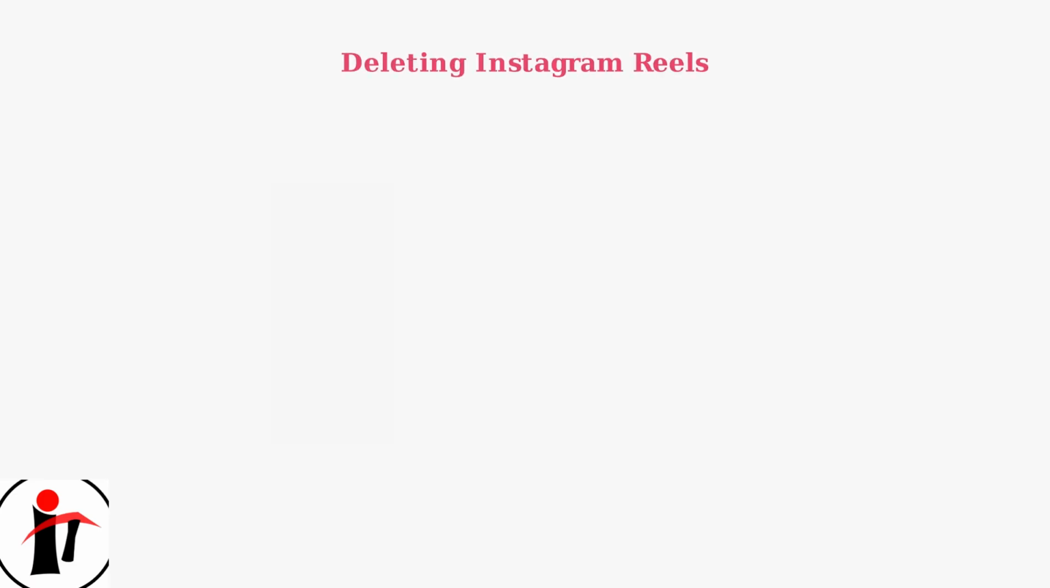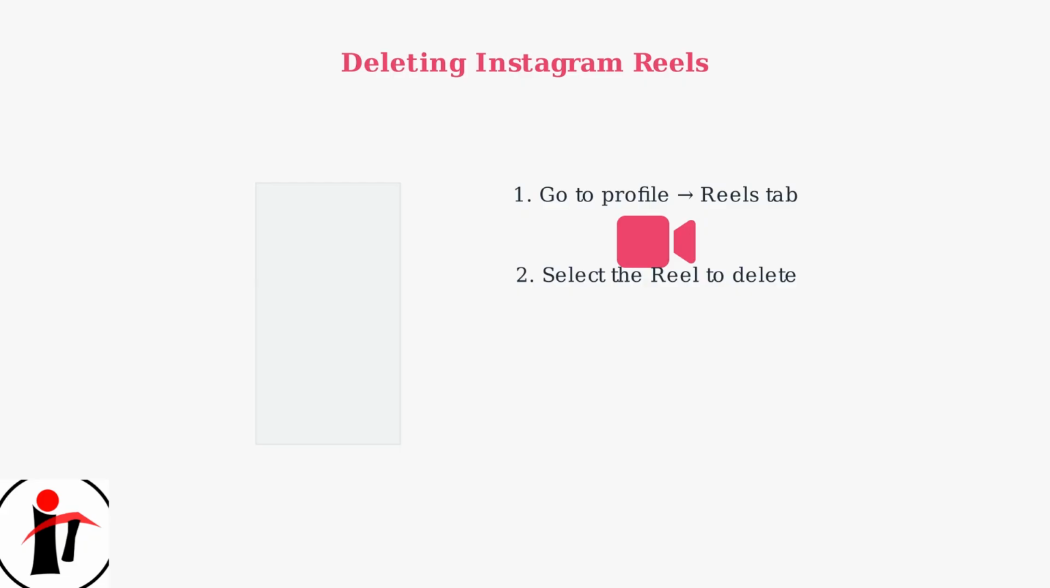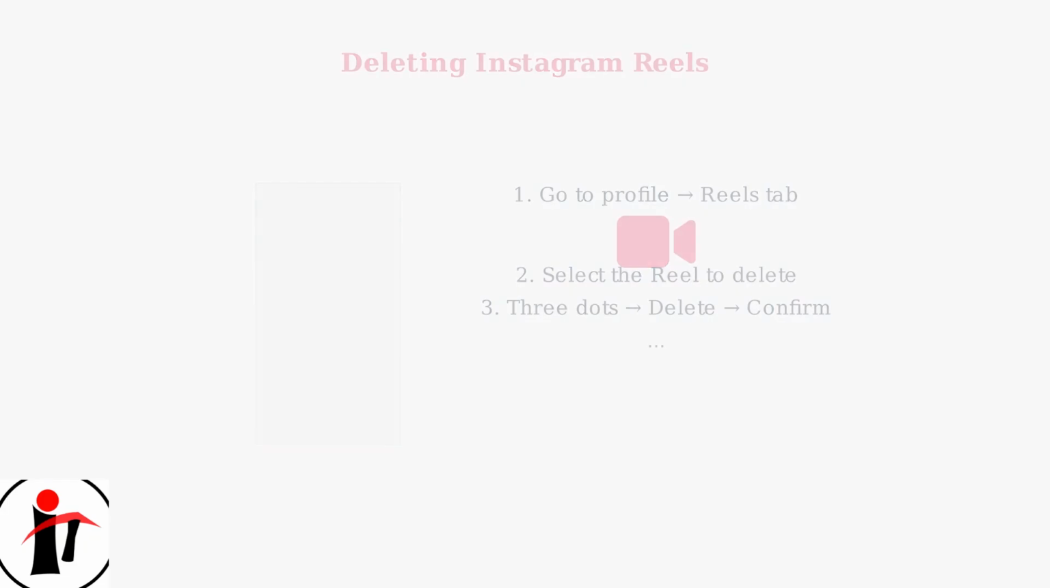Now let's cover deleting Instagram Reels. These are short-form vertical videos that can be 15 seconds to 15 minutes long and are algorithm-driven for discovery. To delete a reel, go to your profile and tap the Reels tab. This will show all your published reels in a grid format. Select the specific reel you want to remove by tapping on it. Just like with feed videos, tap the three dots menu, choose Delete, and confirm the action.